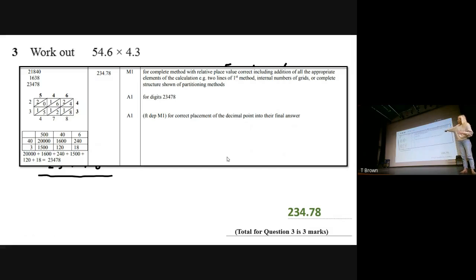So I think I would rather we were confident with one of these 2 methods, just because I think you're more likely to get full marks. Just pick one, whichever one you prefer, it doesn't matter which one it is.